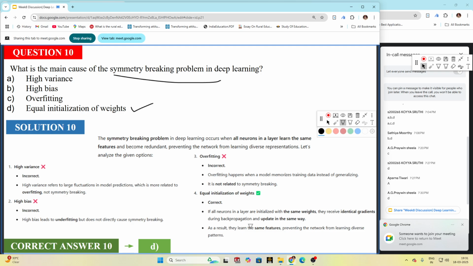The symmetry breaking problem is that whenever you give equal weights to your neurons, they receive identical gradients during backpropagation and update in the same way, so the network is not able to learn the different features it needs to learn. So this is the symmetry breaking problem, and it occurs when you do equal initialization of weights. Option D is the right answer.